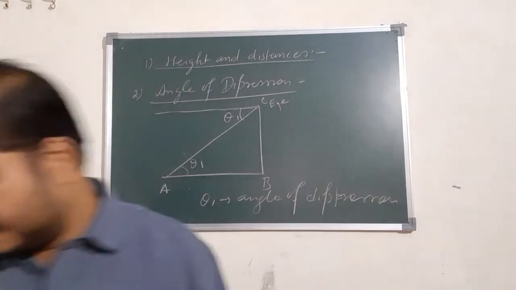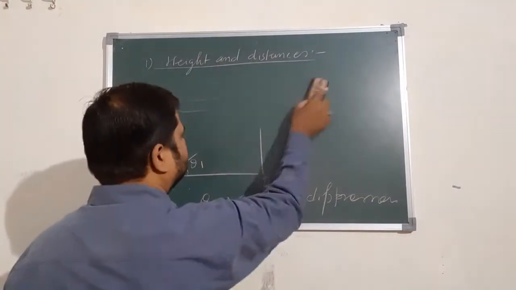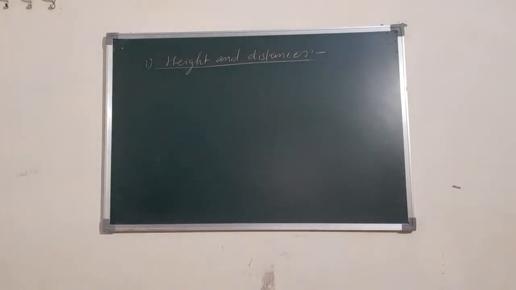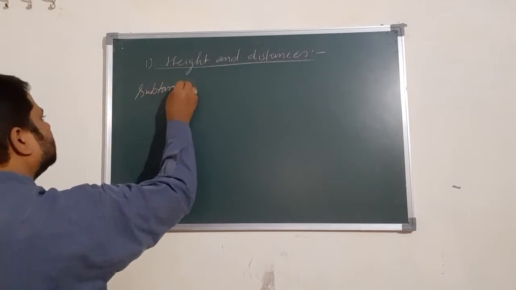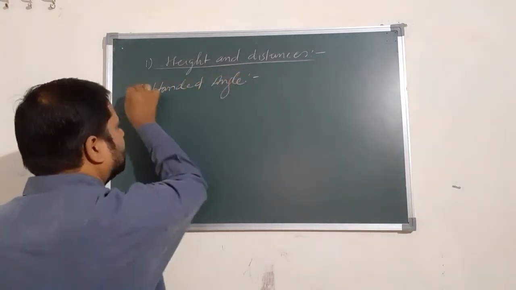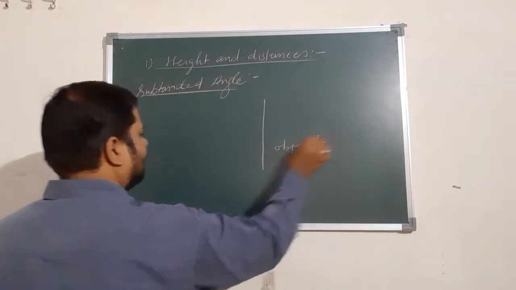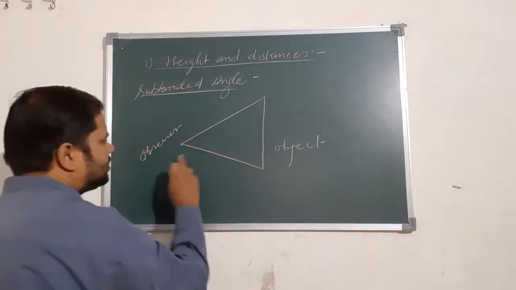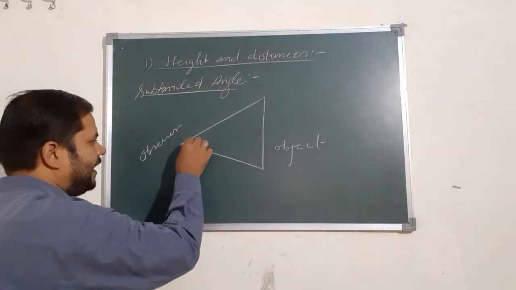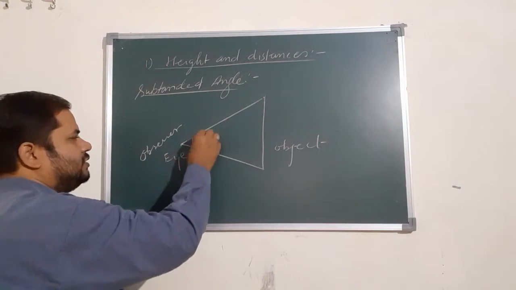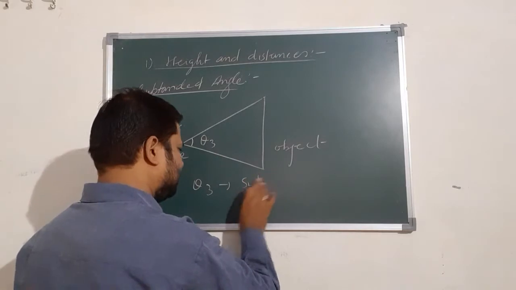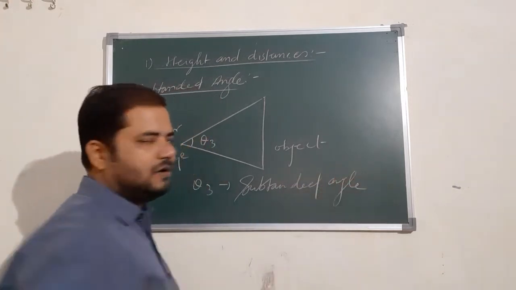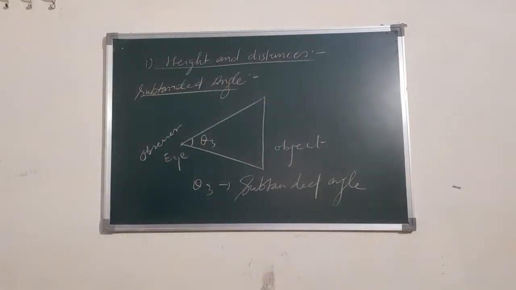Okay, now one more is subtended angle. What is subtended angle? If an object is there, an observer is there, if he or she sees both the points, then the angle made by this object at his eye is known as subtended angle. Now we will see a question and then after circle.